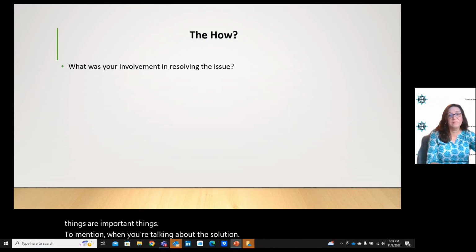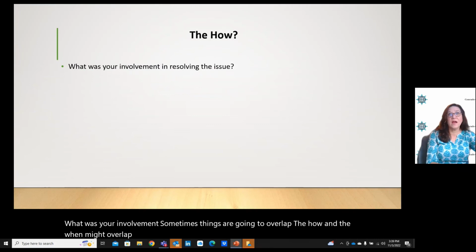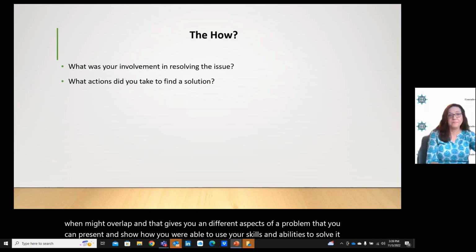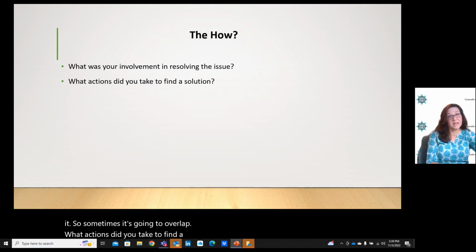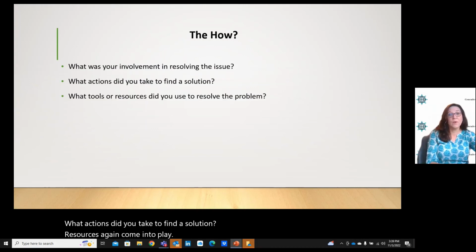The how. What was your involvement? Sometimes things are going to overlap. The how and the when might overlap, and that gives you different aspects of a problem that you can present and show how you were able to use your skills and abilities to solve it. So sometimes it's going to overlap. What actions did you take to find a solution? Resources again come into play. What tools or resources did you use to resolve the problem?